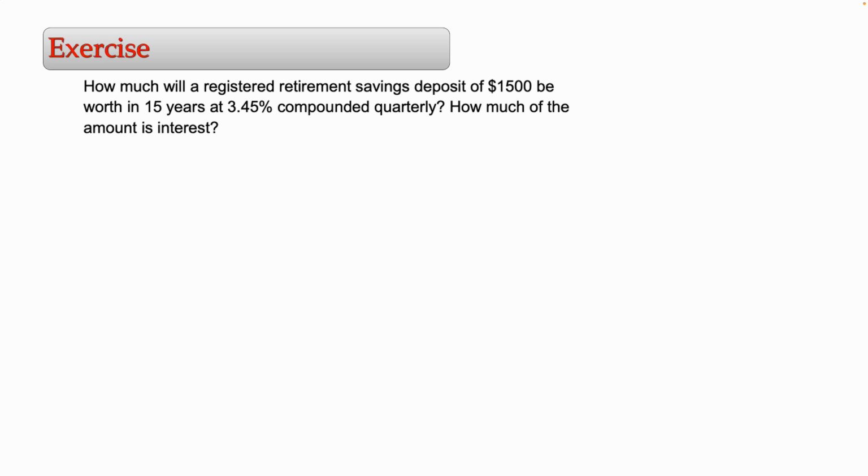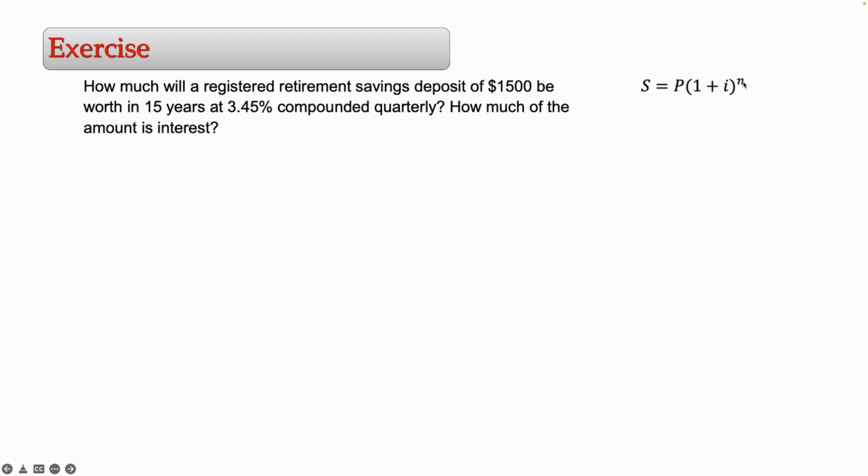For solving this problem, we take into account the formula for computing the future value, S equals P, the principal, the amount deposited, which in this case is $1,500. We need to take into account the periodic rate of interest, i, but here they tell me 3.45% compounded quarterly. So this 3.45% is the nominal annual rate of interest that is always given, and we need to divide it by 4 to get this number i that appears here.